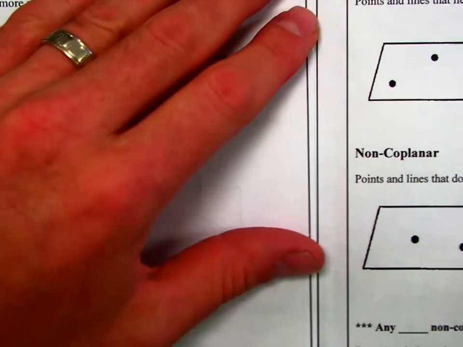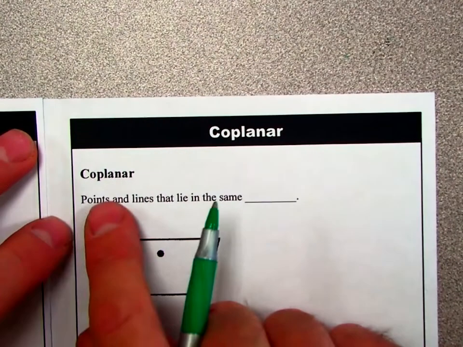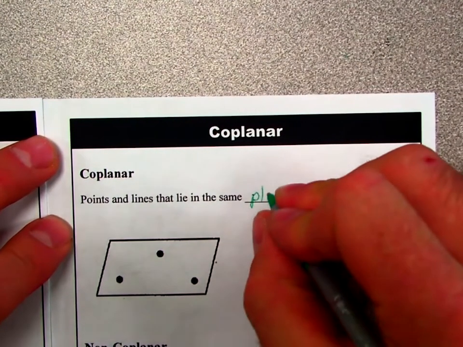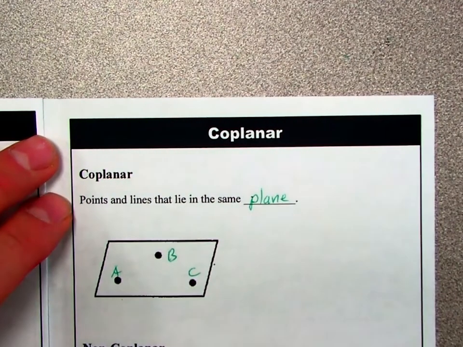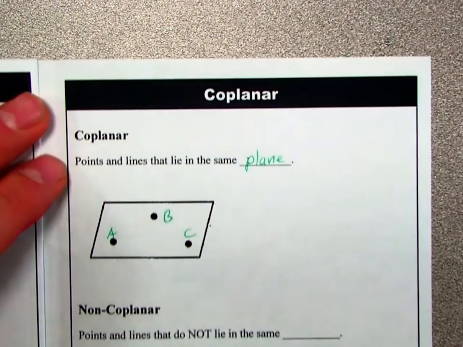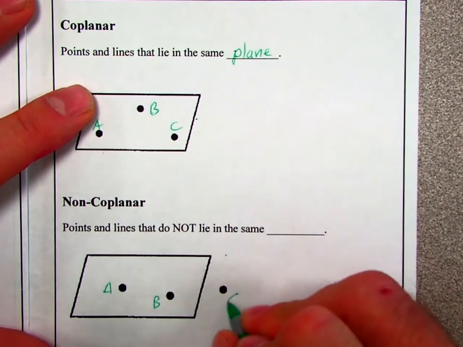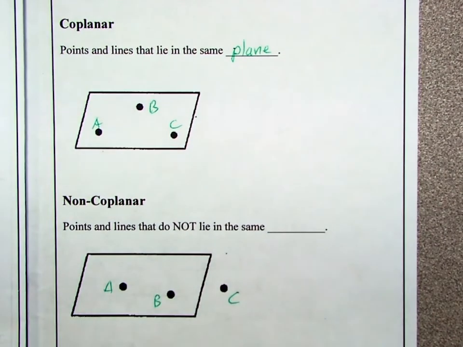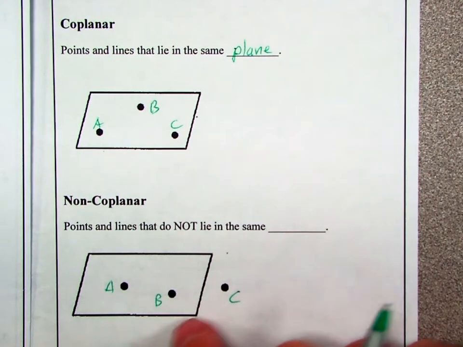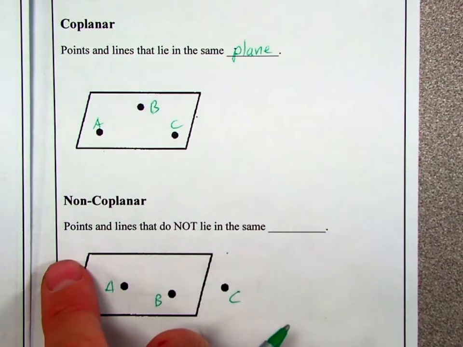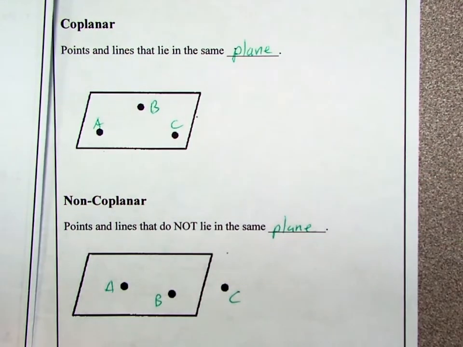Okay, and then lastly, we have coplanar. Again, just means together with. Coplanar means on the same plane. So we have these points A, B, and C that are all on the same plane, so they're all coplanar. Or we can have points A, B, C, and again, on paper, A, B, and C are on the same plane. 3-dimensionally, you can't tell if C is above or below this flat surface. So points that are in lines that do not lie in the same plane are non-coplanar.